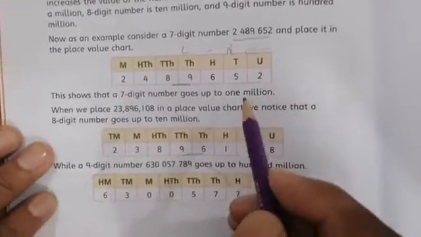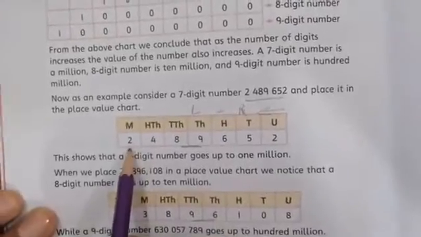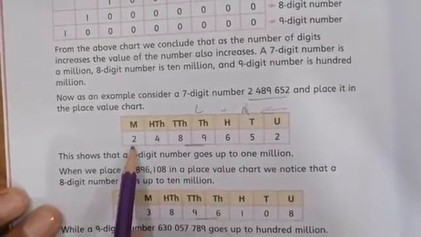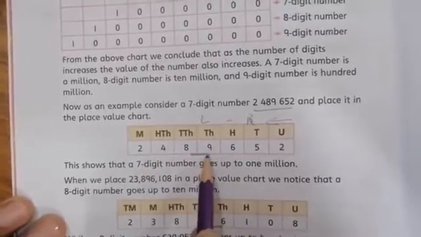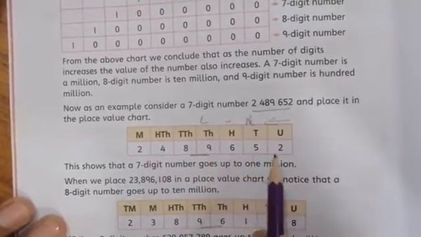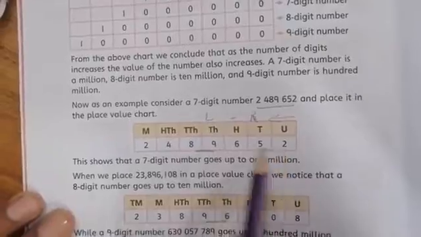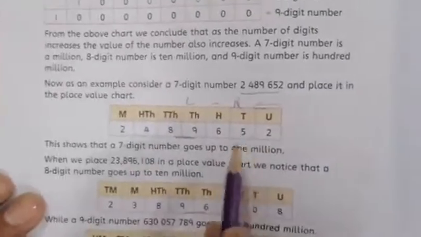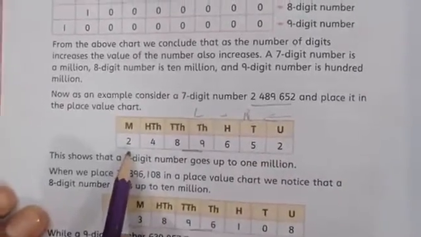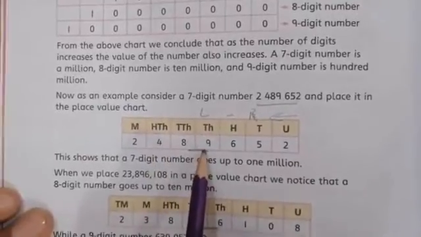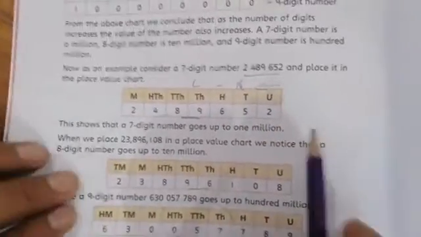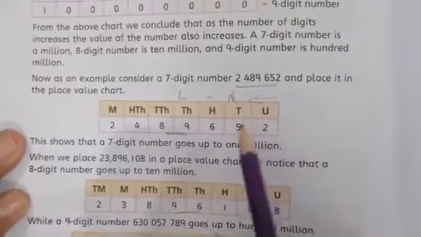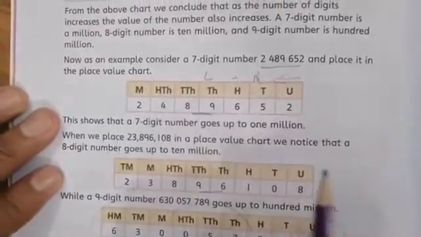So how do you read this? You will read it like this: 2,489,652. Did you get it? I am going to read it again for you: 2,489,652. So this is the way you can place the values in the place value chart.